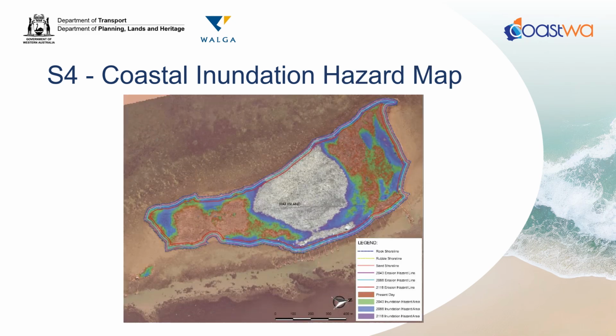From those allowances, we then can create hazard maps. The example here from Rat Island in the Abrolhos Islands, the shading areas present different areas which are inundated for different timeframes. And we can see there we've got present day flooding areas along with the longer timeframes as well. And these are pretty typical of our inundation maps.